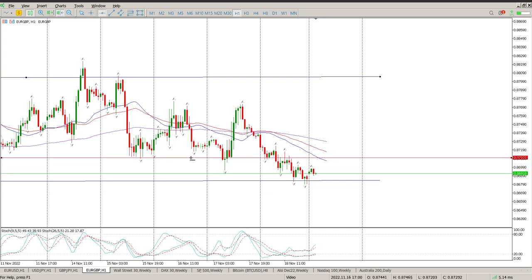Alternatively, I would like to see some kind of a pullback, and we have had a pullback to this area, and that's at 0.87101, and then there is another little tail here which we're not really respecting just yet, so that would be 0.86952. London breakout strategy is the one you want to pay attention to here.